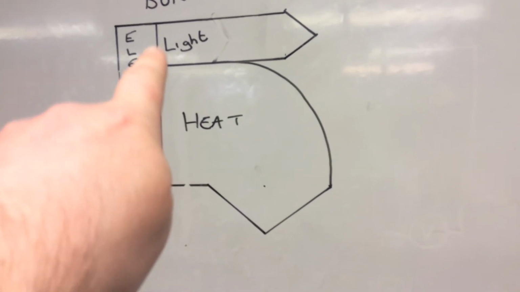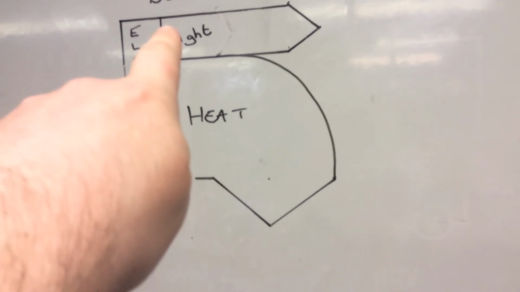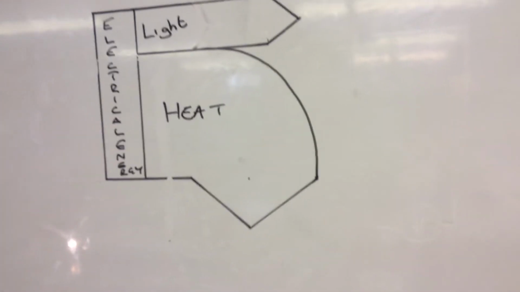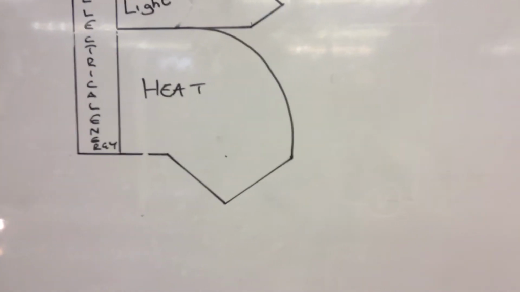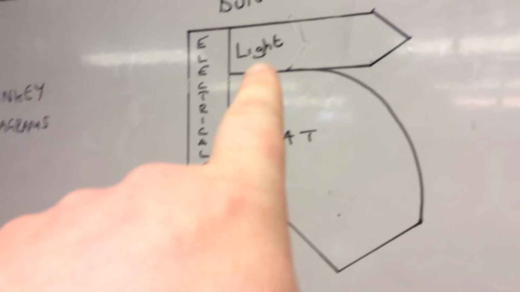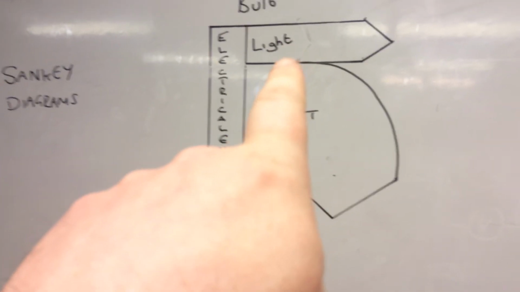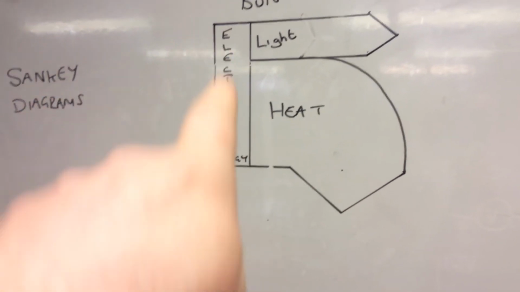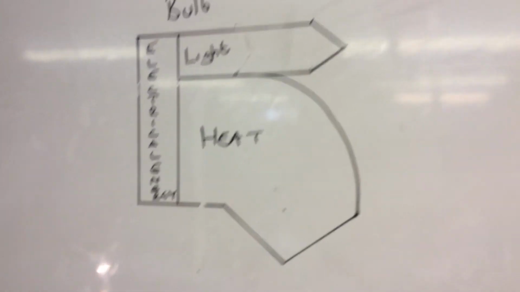Now notice there's no gaps between the light and the heat arrows because the amount of energy out has to exactly equal the amount of energy in. Okay? In this case, the light is useful. So we could work out the efficiency of the bulb because efficiency is the useful energy divided by the total energy in. And that's a formula that's on your formula sheet.